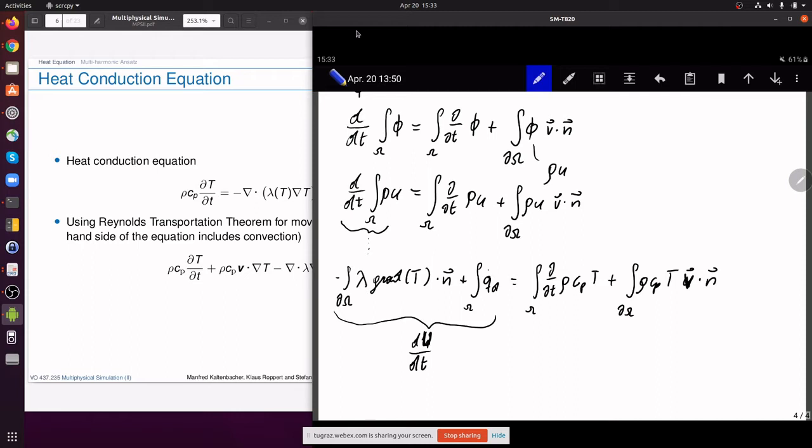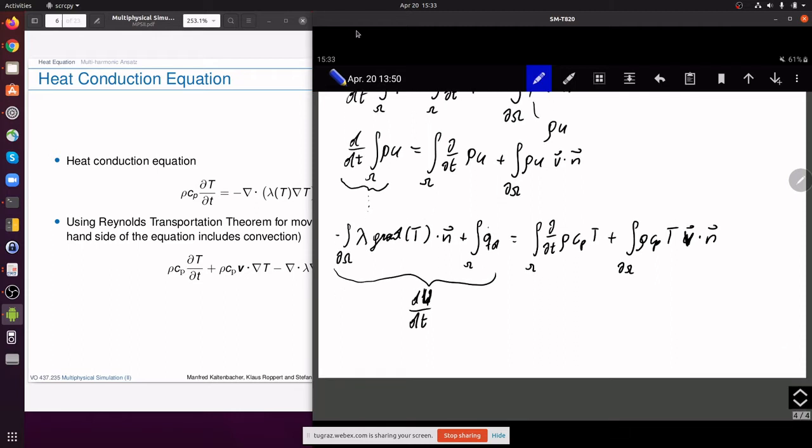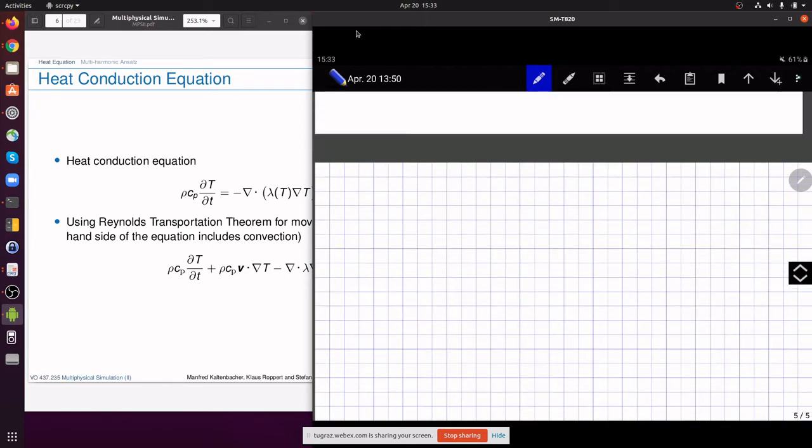Okay, now we can use Gauss integration theorem. Come on, why isn't it working?